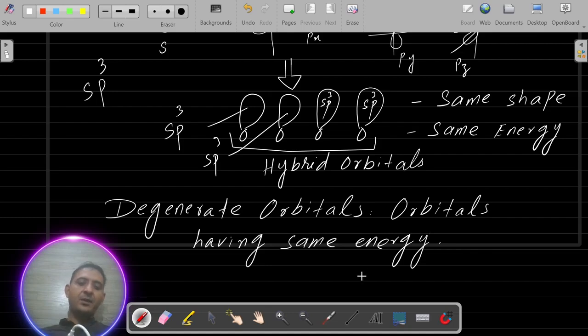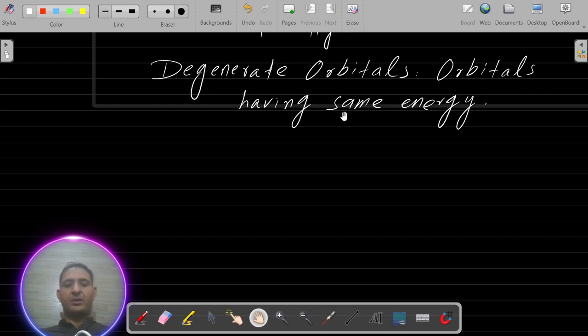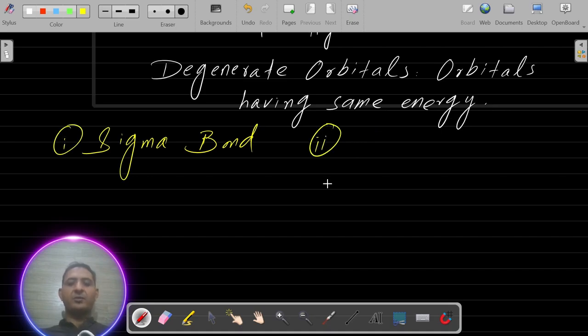So the next topic is how can we figure out their bonds. On the basis of bonds, there are two types of bonds. One of the bonds is known as a sigma bond, and the other type of bond is a pi bond. Before proceeding, we should know about these two types of bond: sigma bond and pi bond.